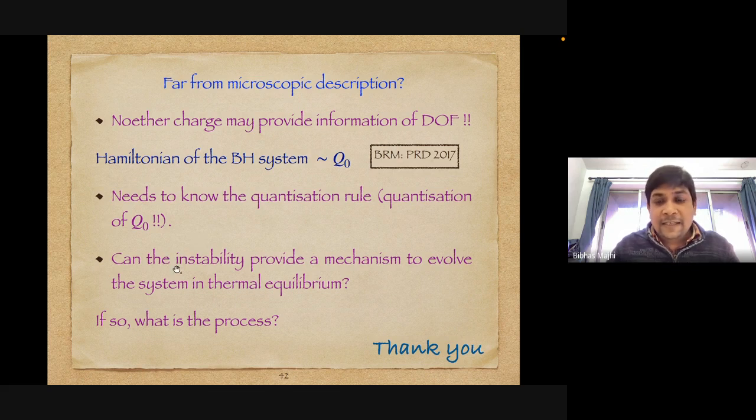And in another part, I show that this instability can provide a mechanism which tells you that this particular instability gives your system a thermal equilibrium at later times. Then this particular mechanism, for which the horizon makes an equilibrium thermal system, probably we can say something about that.